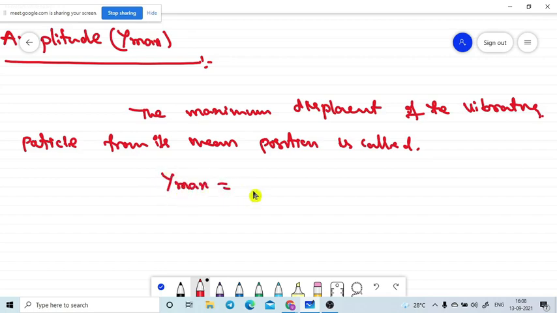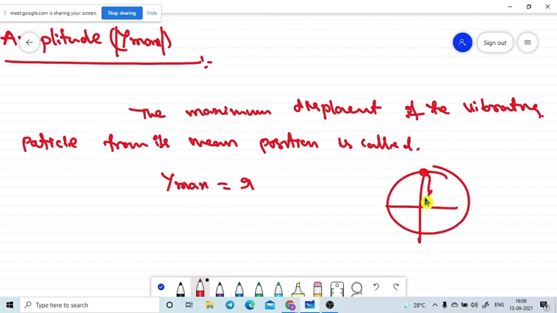In our case, what is the amplitude of the particle? We are taking the amplitude only in the magnitude of y maximum. So the amplitude y maximum is equal to R only, because in our case the particle's maximum displacement has this value. This is R, and this is also R. So y maximum is equal to R. This is the amplitude of the particle.